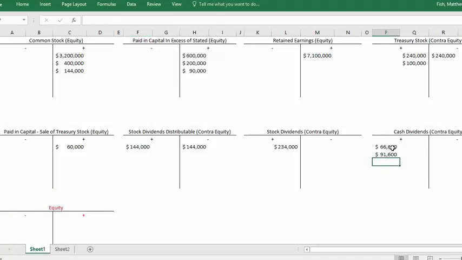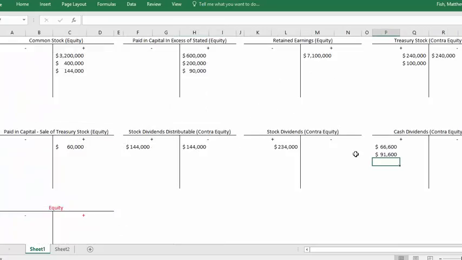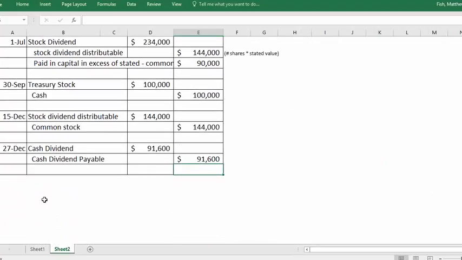I think I forgot one of the entries here. Let me just double check. I screwed something up. I'm sorry about that. This $66,600, this is a liability account. It doesn't go to the equity section, so when I put it in here I was wrong because this doesn't say cash dividends payable. Sorry. We would have caught that eventually, I think. Okay, so that's the December 27th transaction.